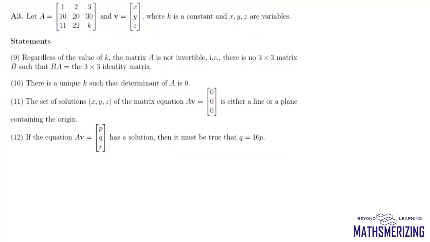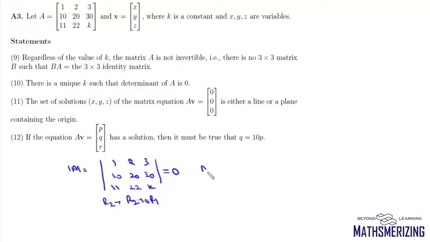Now this third question is, we are given two matrices A and B, where K is any constant and X, Y and Z are variables. Now we have to find which of the following statements are correct. Now if we look at determinant of A, then determinant of A will be 1, 2, 3, 10, 20, 30, and 11, 22, K. Now if we write R2 as R2 minus 10 R1, then it will be 0, 0 and 0. That means value of this determinant A is 0. That means this matrix A is not invertible.